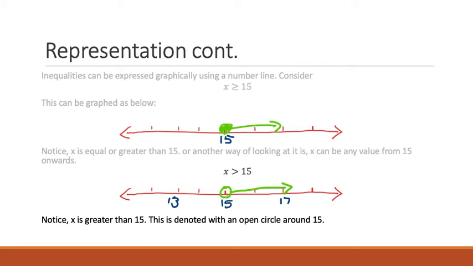So why is this one open and this one is shaded? Well, the way I like to think about it is, in the top example, x is equal to or greater than. Because it's equal to, it touches that point on the number line, whereas down here, it's just greater than. It cannot be equal to 15. So you can see that the circle goes around the point of 15, so it doesn't actually touch, hence the reason I leave it unshaded.